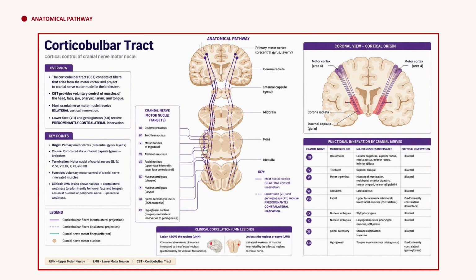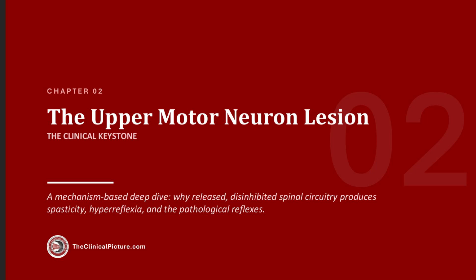Most nuclei receive bilateral cortical input, which builds in redundancy, and that is why the two crossed-only exceptions are so heavily tested. The lower face through the facial nucleus and the genioglossus through the hypoglossal nucleus receive predominantly contralateral input. Hold that thought because it is the entire basis for separating a central from a peripheral facial palsy and for reading a deviating tongue. Now we turn to the clinical keystone of the whole lecture, the upper motor neuron lesion.